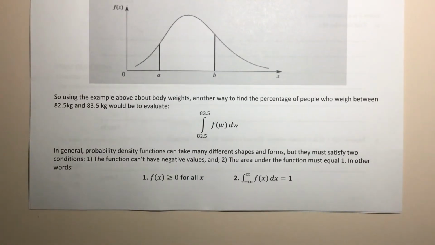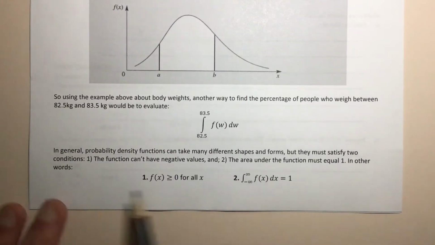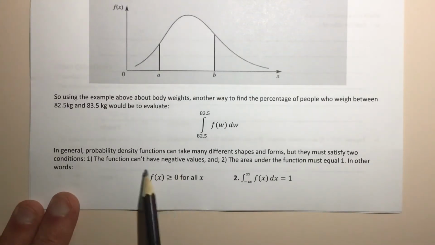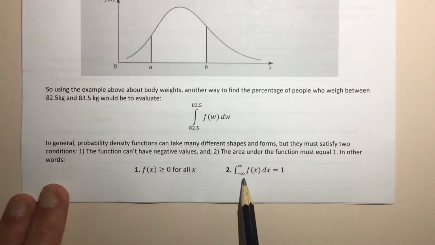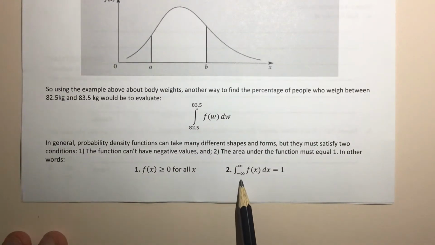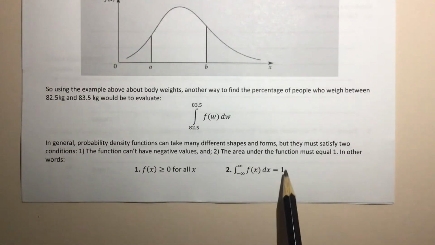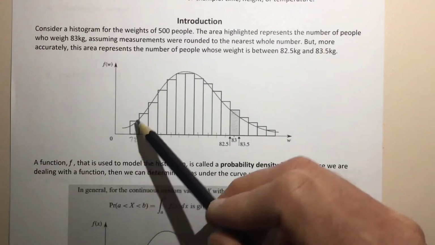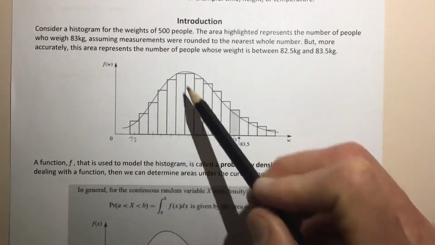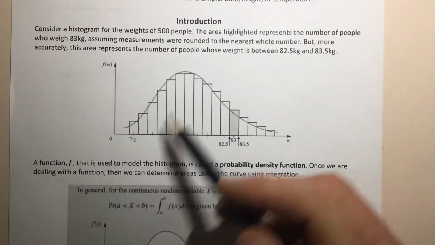In general, there are two conditions that have to be satisfied for something to be a probability density function. One, the function can't have negative values. So in the interval that the function is defined, all of it has to be above the x-axis. The second is that if we integrate the function over negative infinity to infinity, in other words over its full range of values, then the total area under the function has to equal 1. Going back to the histogram example with people's heights, if we found the area under the whole distribution, that should show us 100% of the people in this example.